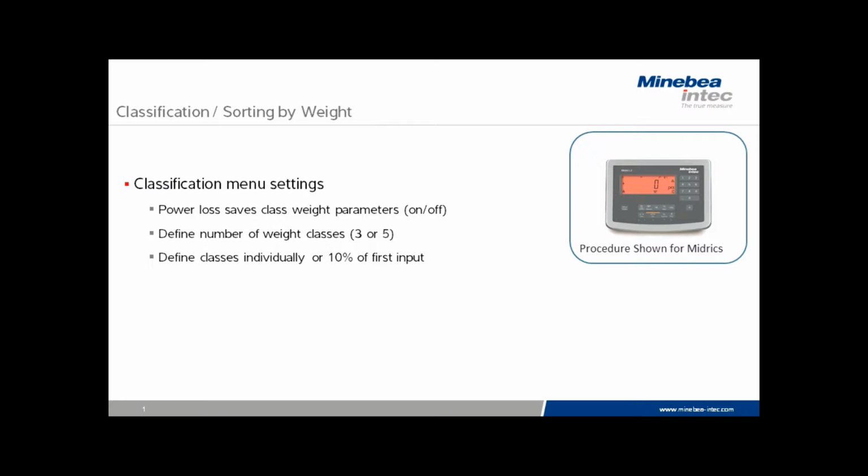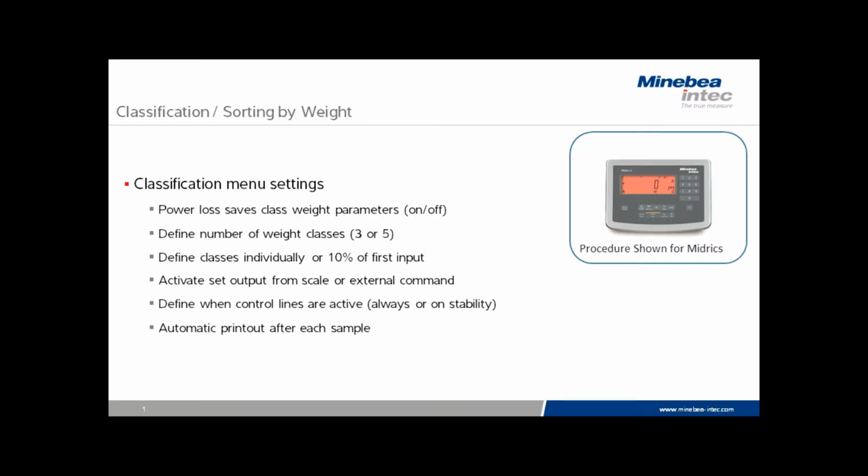With the optional Unicom board, there are a number of different options that could automate the process. We would have the ability to set outputs from the scale or from an external command. We can define these output control lines as active always or active only on stability. And then we can tell the indicator whether or not we want an automated printout after each sample, what data we want printed after each sample, or no printout at all.